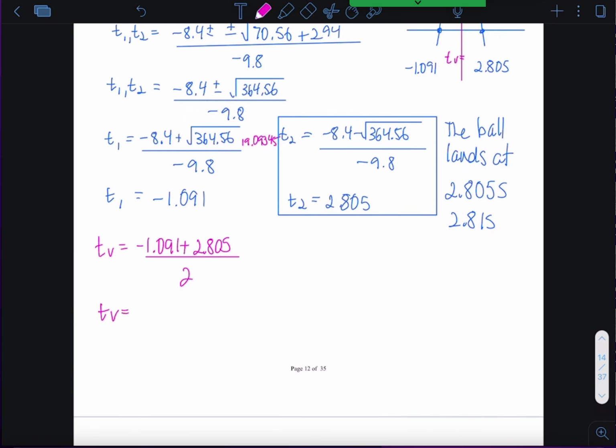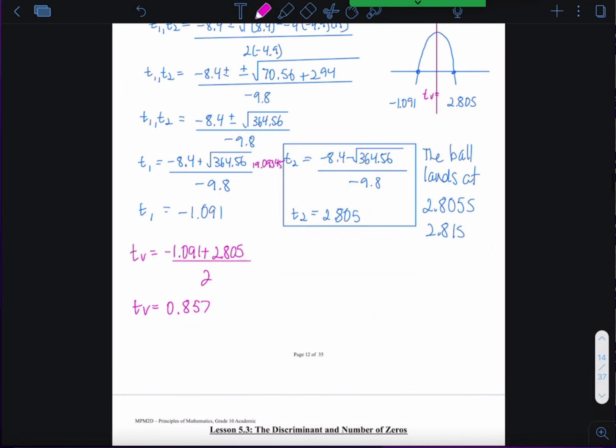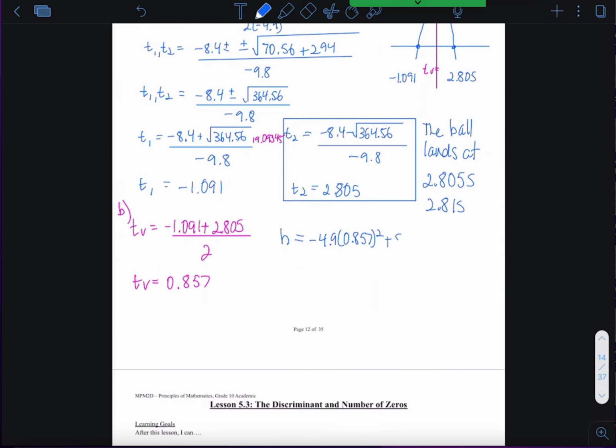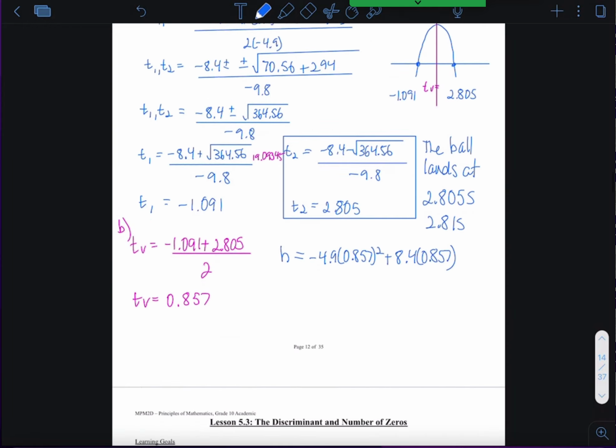TV is negative 1.091 plus 2.805 divided by 2. It is 0.857 to 3 decimal places. So to find the height at that time, what I'm going to do is sub into negative 4.9 t squared plus 8.4 t plus 1.5.